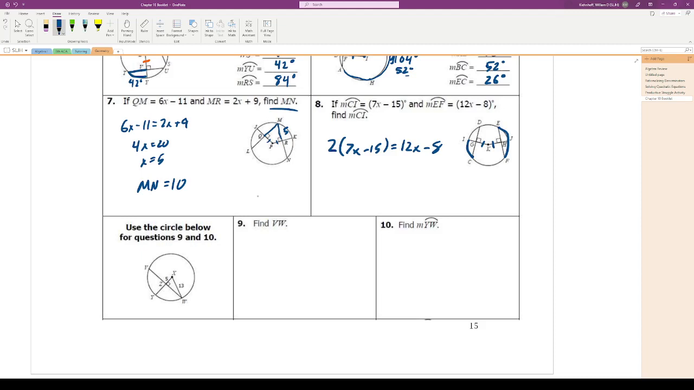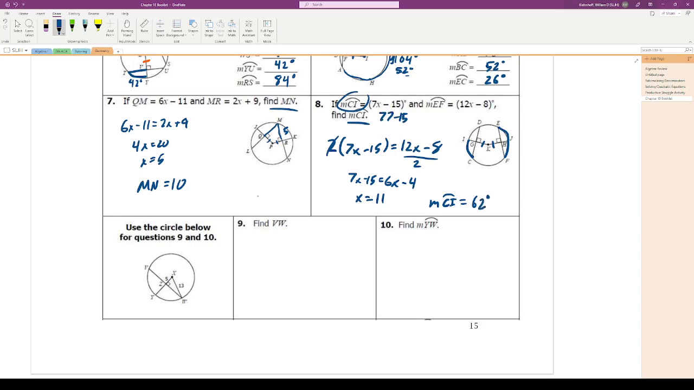So to solve, instead of distributing, I'm going to divide by 2 and get 7x minus 15 equals 6x minus 4. That gives me x equals 11. And they said find the measure of arc CI. So measure of arc CI is going to be plugging in 11 here. So that's 77 minus 15, which is 62 degrees.